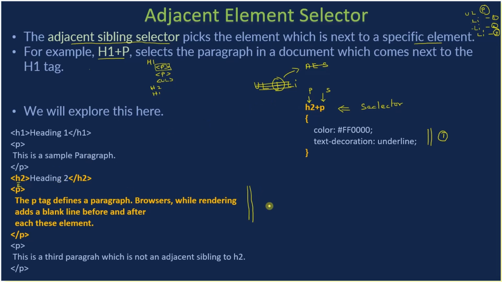The very first element here, the P paragraph tag, is picked. Here we also have a paragraph, but it is not an adjacent sibling of H2, so P is not selected here. H2 plus P means from H2 move to the very first P tag and pick it when they are both in the same level.